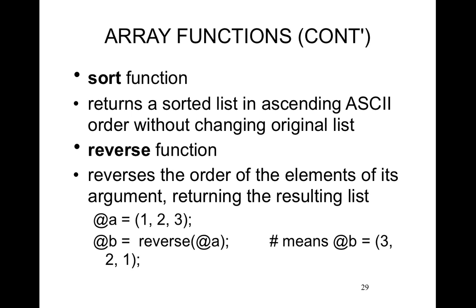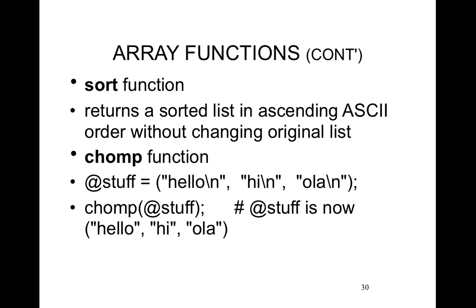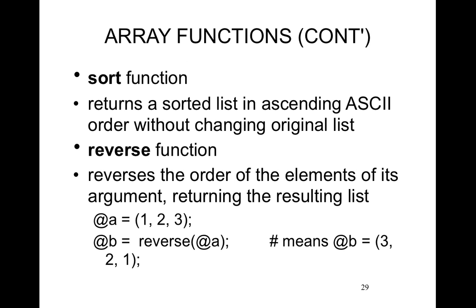Reverse takes the whole list, turns it around, makes it the opposite direction, returning the resulting list. So if @a was 1, 2, 3, and we reversed it, we get 3, 2, 1. If @b is equal to the reverse of @a. The sort, we had sort up there.